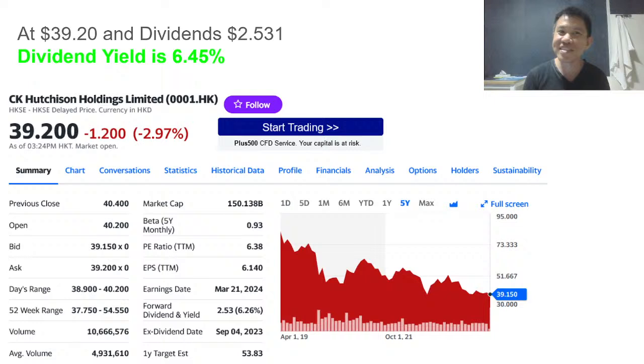Dividend yield almost 6.5%. So it's ridiculously cheap. In the past, this kind of blue chip yielded 4%. In the bull market, the dividend was only 3%. So now it's trading at double the dividends. So it's an easy buy.